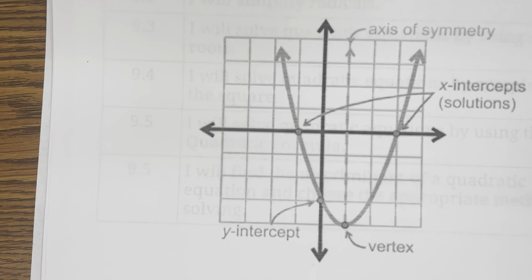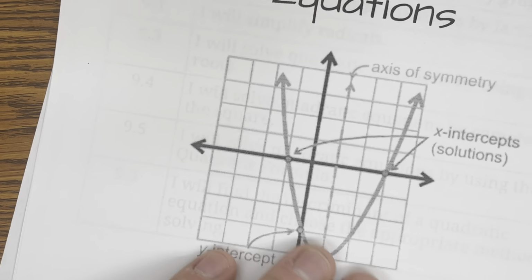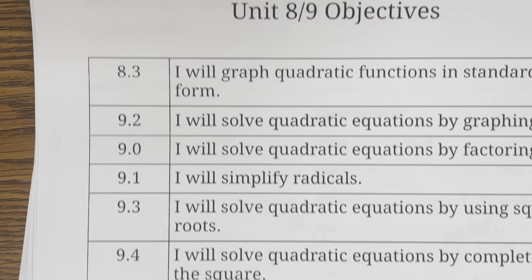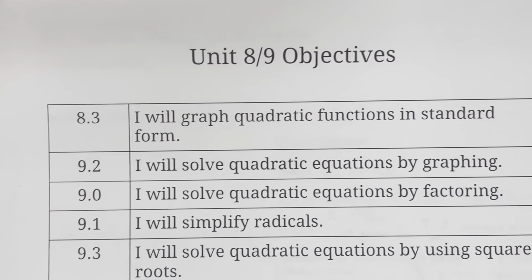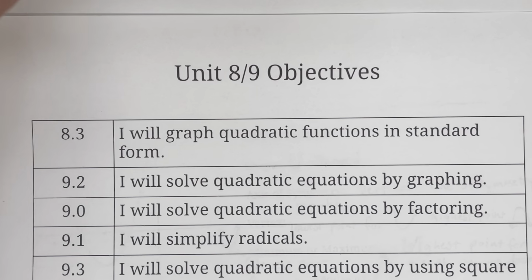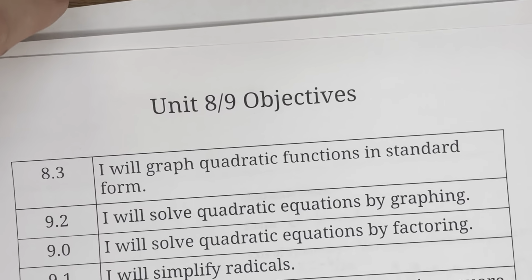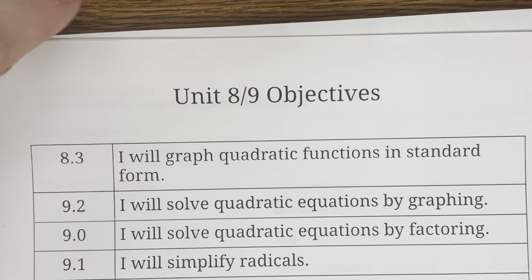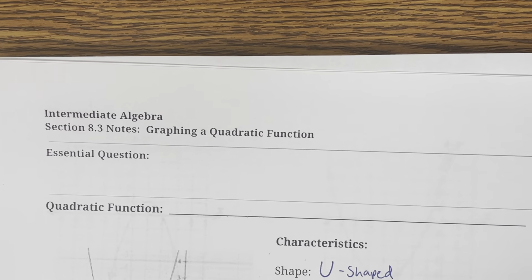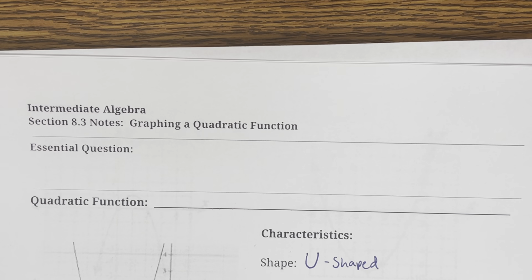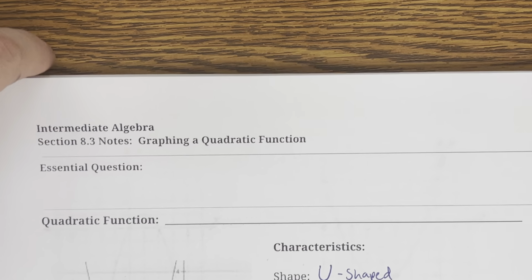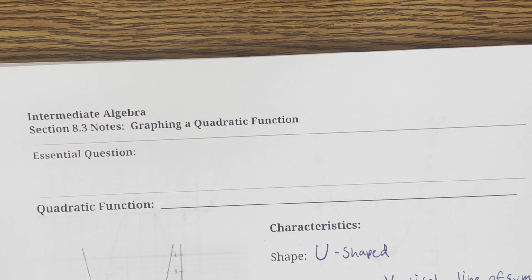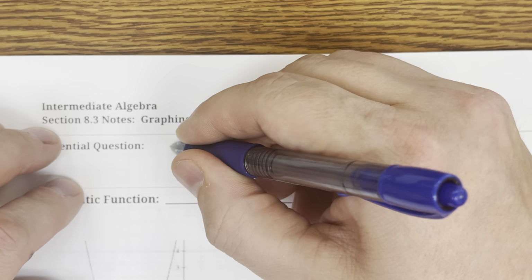So we'll discuss that as we keep going, but this is just what the graph looks like. What we're going to do here is start and just do one section in Chapter 8, which is 8.3, and that's going to involve us graphing. Then we'll move on to using the graphing method in order to solve our quadratic equations. So that's going to be our process as we're moving forward. So today, 8.3, our goal, graphing a quadratic function. So our essential question is, how do I graph a quadratic?